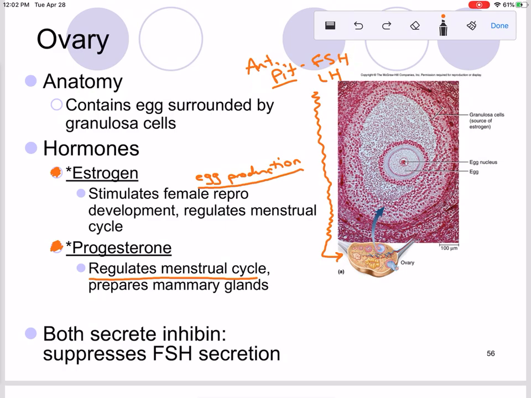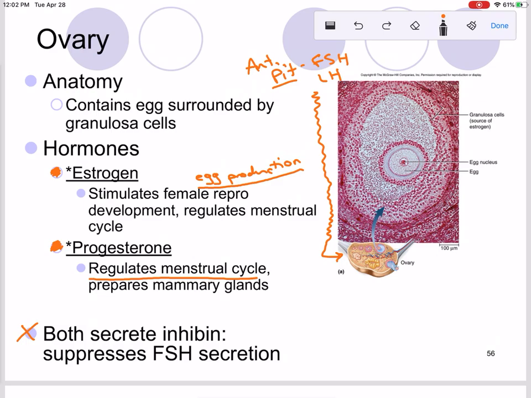What we're going to find out in the next chapter on reproduction is that estrogen regulates the menstrual cycle by regulating egg production, which is the first half of the monthly cycle of a female. And then after the first half of the monthly cycle of the female, progesterone kicks in and regulates the menstrual cycle by increasing the thickness of the uterine wall to prepare for the fertilized egg during the second half of the monthly cycle for a female. So we'll just focus on those two functions.